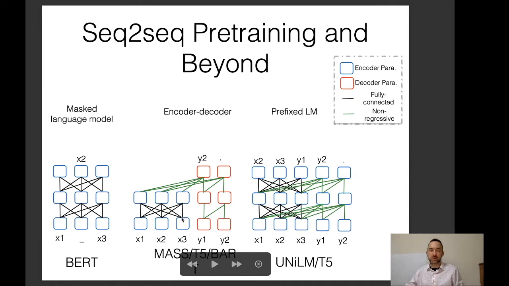So just to summarize, in the encoder-decoder model, we have a bidirectional encoder, unidirectional decoder, and the parameters are not shared. And in the prefix LM, we have a bidirectional encoder of the input, unidirectional decoder for the output, and the parameters are shared between them.